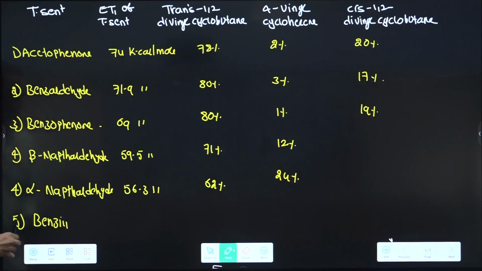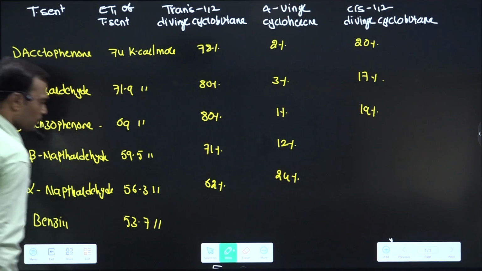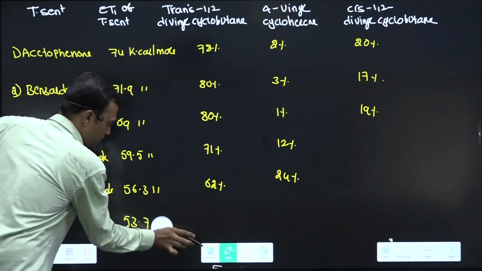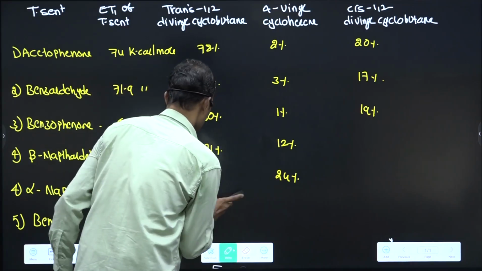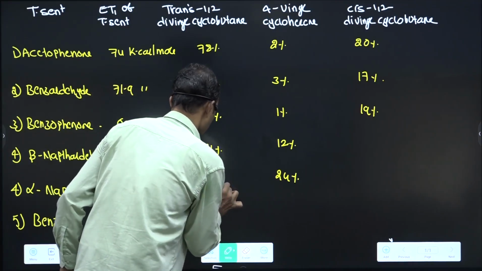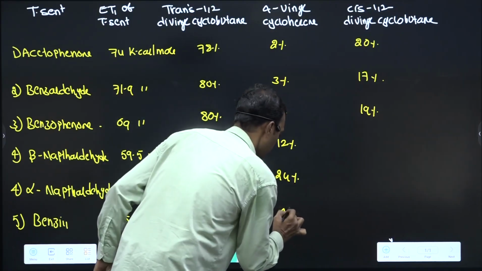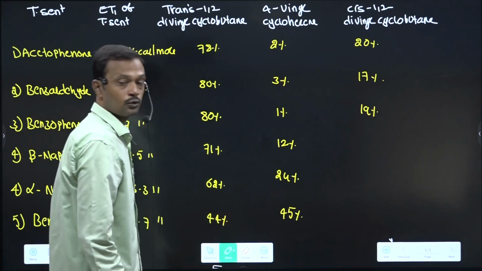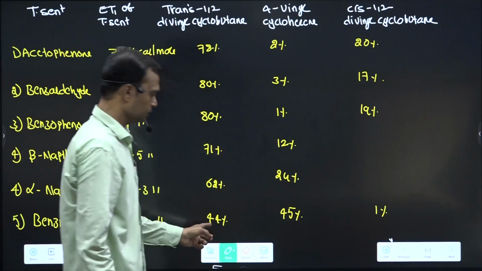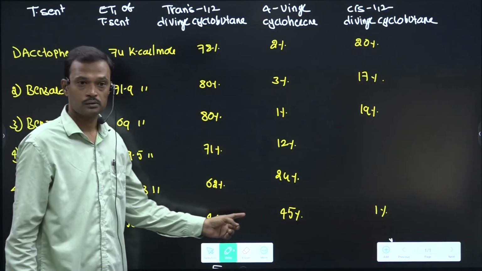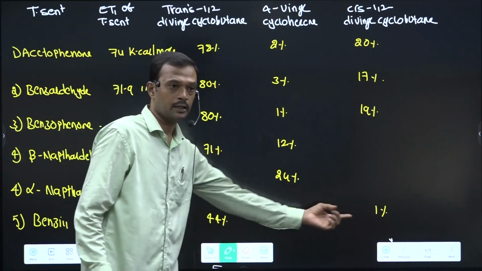Then followed by the last one, that is benzil. Here I am taking benzil, 53.7 kilocalorie per mole. Now this is 44% and this 4-vinyl is 45%. 44, 45. What about the remaining? It is only 1%. 40, 45, 49. Total 99 and here 1%.